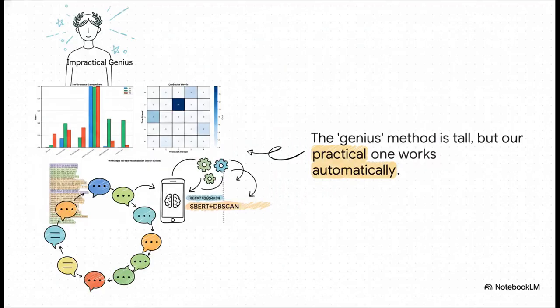This chart really tells the story. See that super tall blue bar on the left? That's our impractical genius. Looks great on paper, but remember, it's cheating. Now look over at the green bar for SBIRT plus DBSCAN. That's our guy, the practical detective. The bar might be lower, but it represents a real, truly automatic solution that could actually work on your phone.